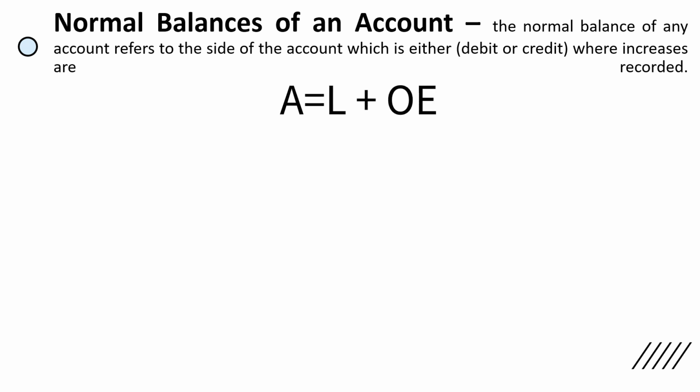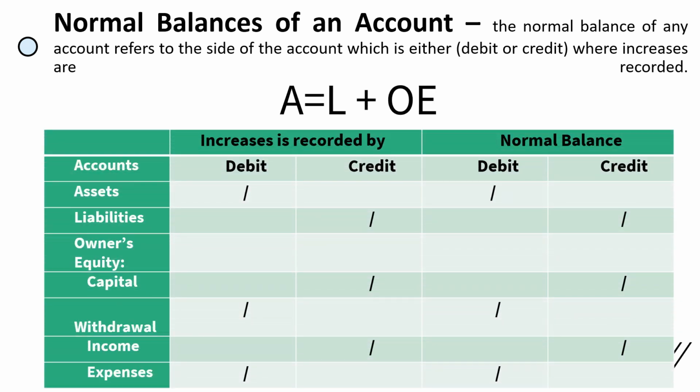decreased side. So let's say for example, for assets, its increases are recorded on the debit side because its normal balance is on the debit side. So if you want to decrease it, put it on the credit side. Liabilities increases are recorded in the credit side because its normal balance is on the credit side. So if you want to decrease liabilities, you place it on the debit side.